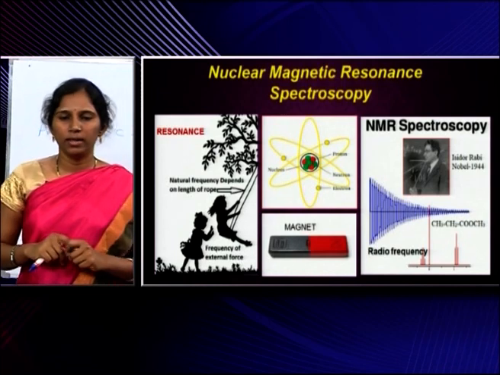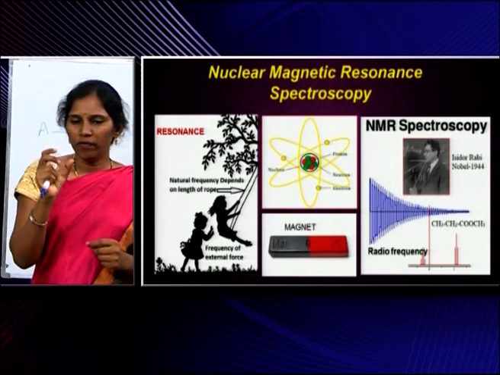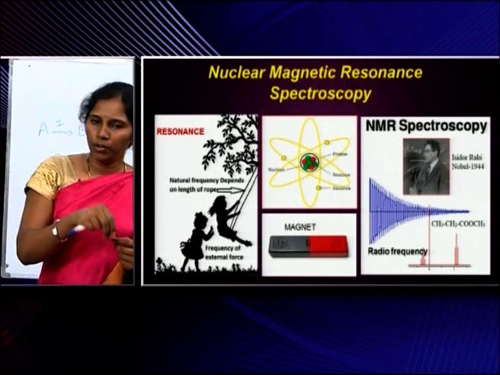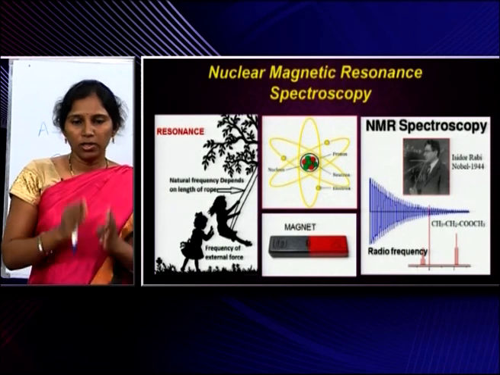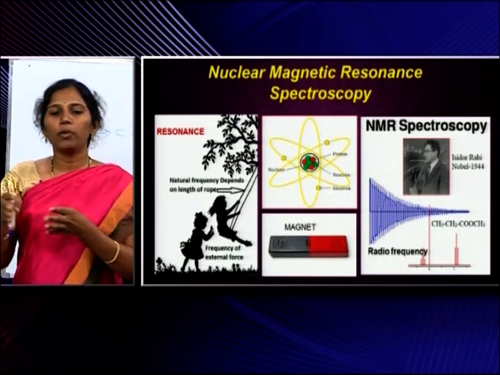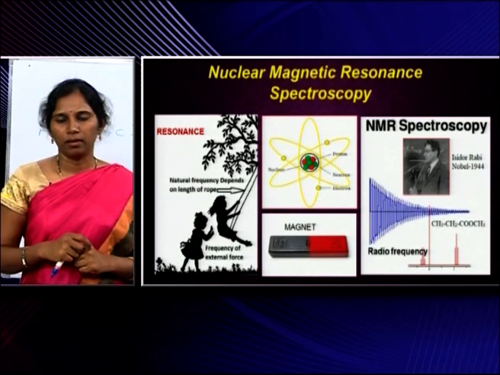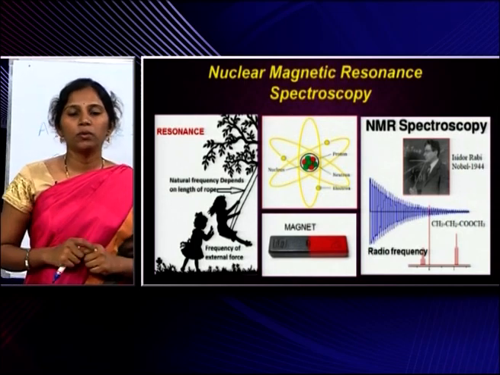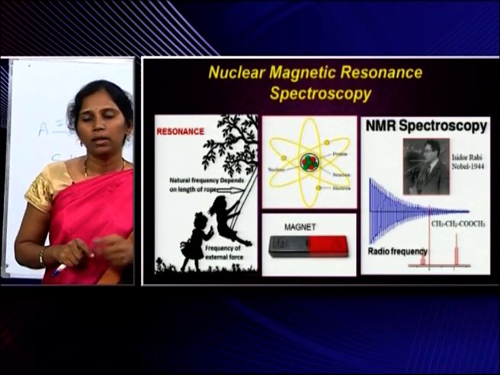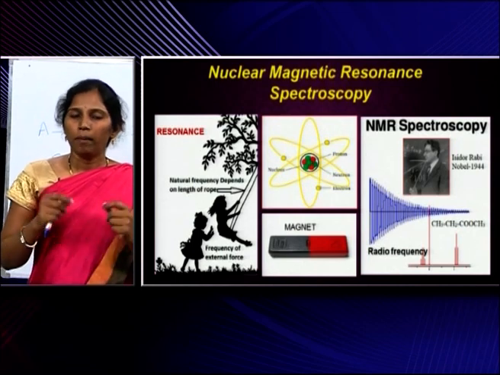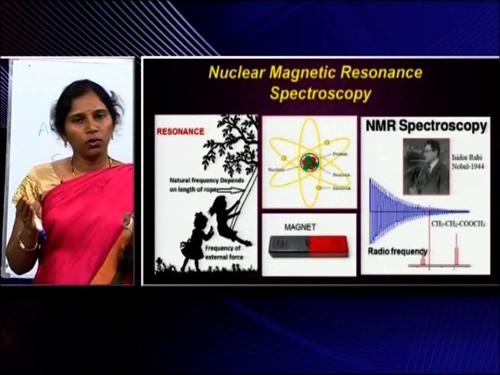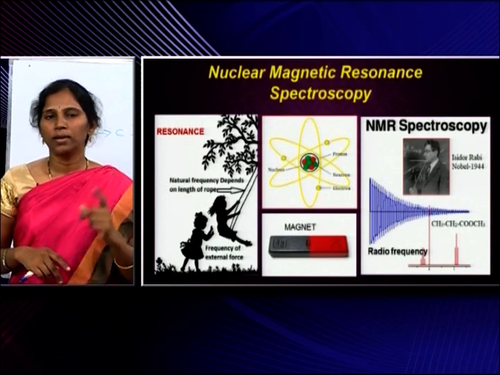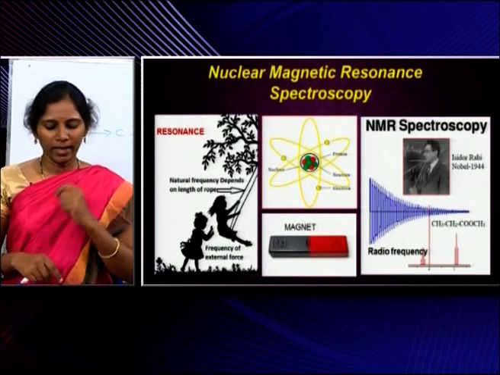Let us correlate these now. When radio frequency is allowed to fall on nuclear magnets, the resonance phenomenon occurs, thereby producing a peak in the NMR spectra. And here I am using the word nuclear magnet. What do you mean by that? My question is, do all the nuclei act as magnets? The answer is definitely no. Let us see how it is.